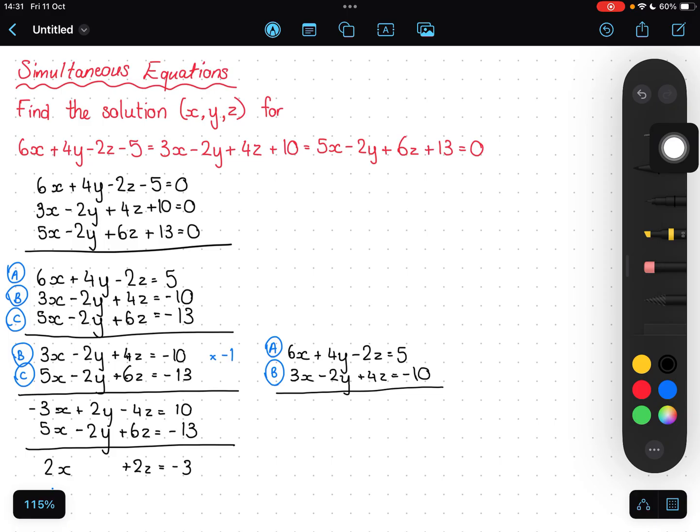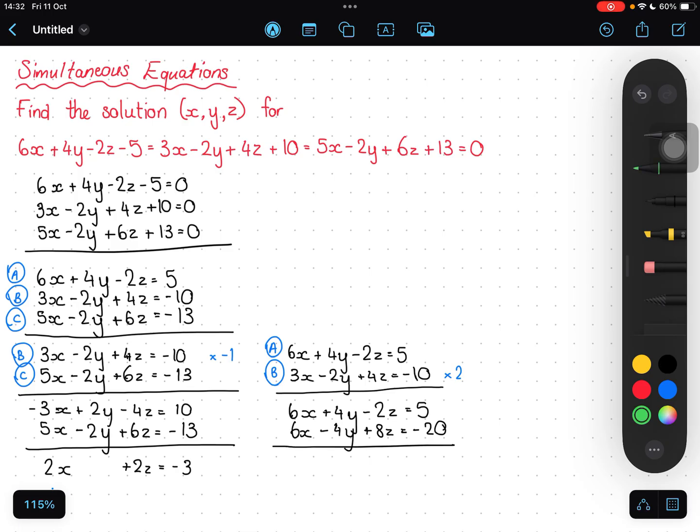Okay, so it has to be the y's that we cancel. So I'm going to multiply that bottom equation by 2. My equation B is going to be multiplied by 2. My equation A is not changing, but I still write it down on the next line. And then we're going to have 6x minus 4y plus 8z is equal to minus 20.